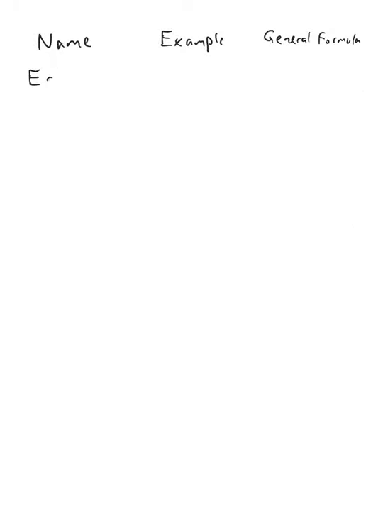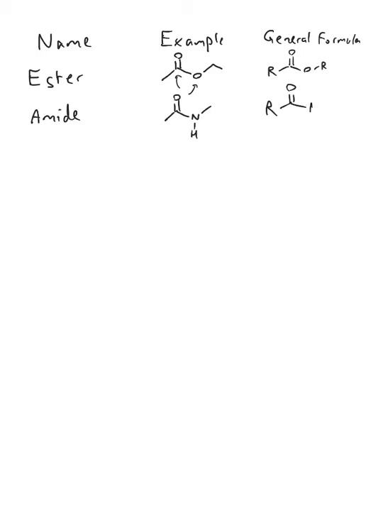We have the ester, just like your grandma's name, Ester. An ester would be a carbonyl coordinated to an alcohol. Notice the oxygen has carbons attached to it. General formula being R, O, O, R. You have the amide. Notice that it is a carbonyl with an amine, makes an amide.